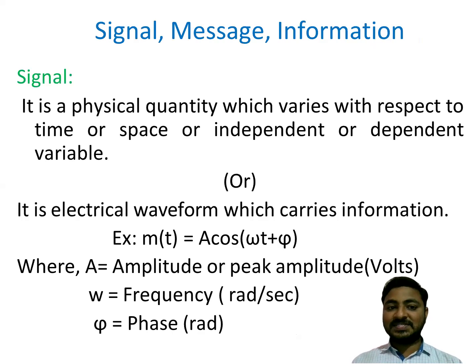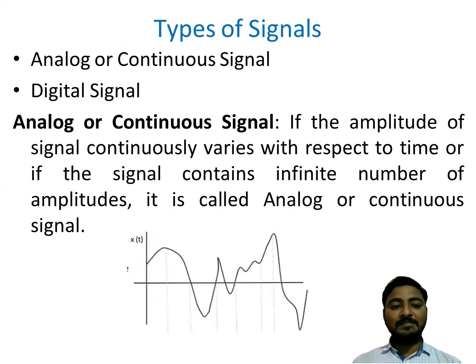Next, what is the meaning of signal? Signal is nothing but a physical quantity which varies with respect to time or space or other independent or dependent variables, or it is an electrical waveform which carries information. For example, message signal m(t) is represented as A cos(omega t + pi). A is the amplitude or voltage of the given message signal. Omega is the frequency, measured in radians per second. Pi is the phase of the given message signal.